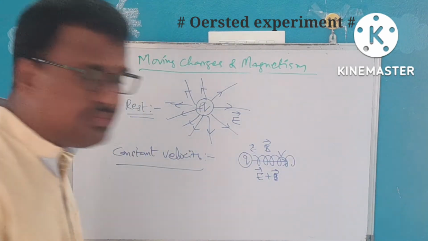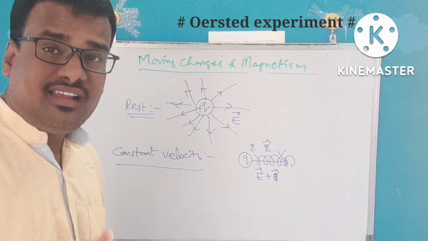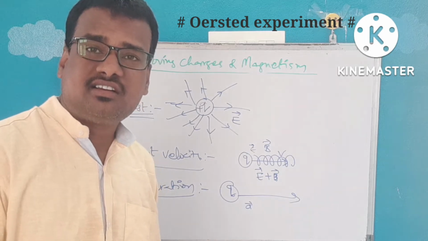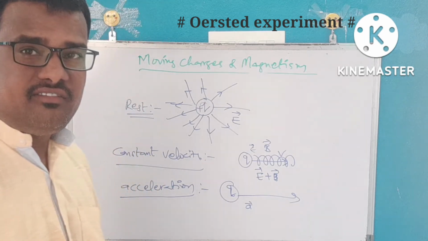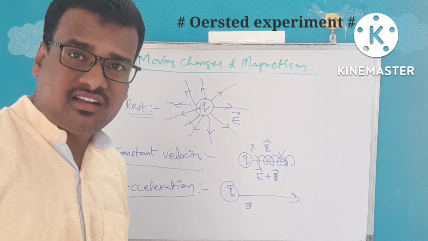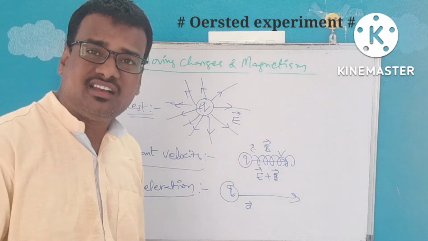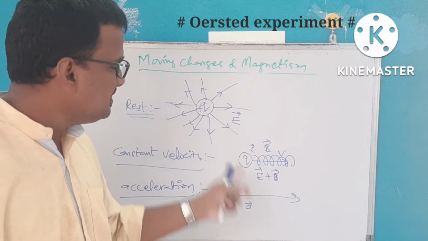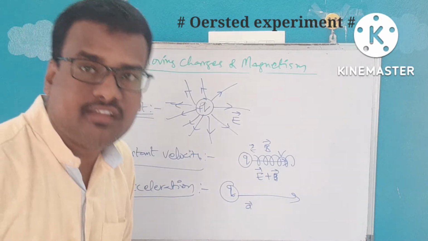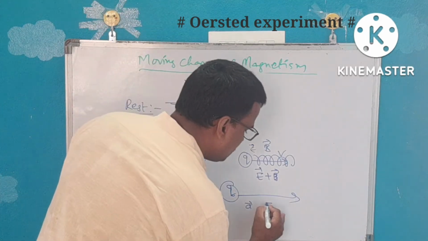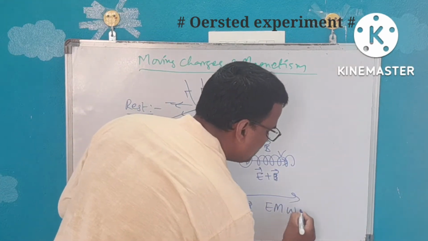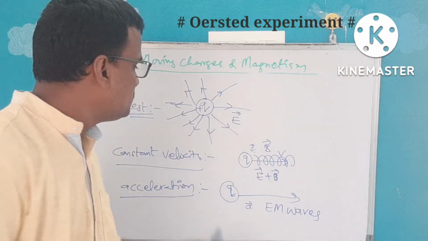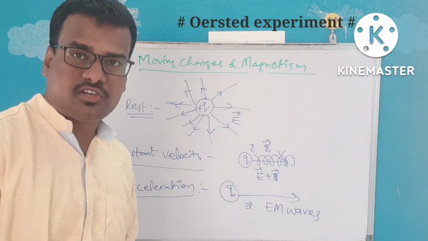If the charged particle is accelerating, meaning it doesn't have constant velocity and moves with variable velocity, so its velocity varies from time to time, then electromagnetic waves are generated. So these 3 points you must remember.